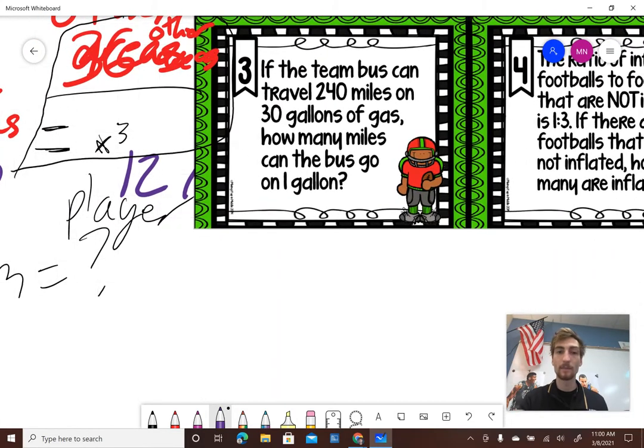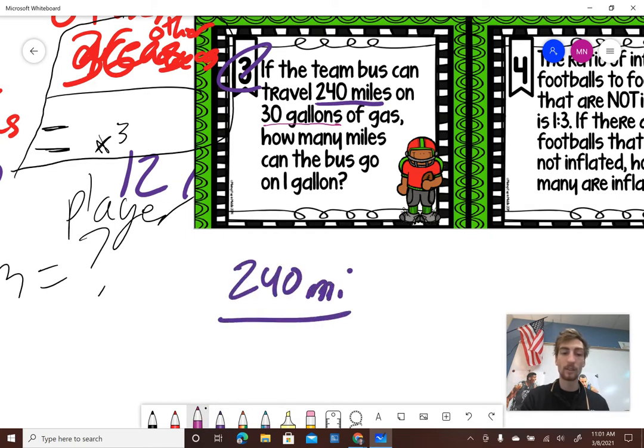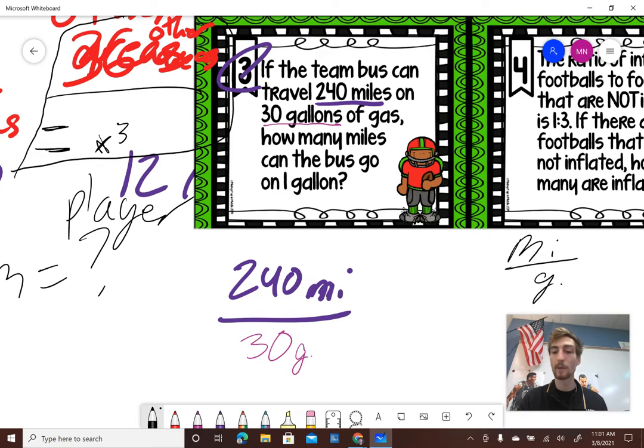It says, if a team bus can travel 240 miles on 30 gallons of gas, how many miles can the bus go on 1 gallon of gas? All right, so 240 miles, that's going to be in purple. 30 gallons, that'll be in pink. So I'm going to set up 240 miles over 30 gallons because I want to know my miles per gallon.